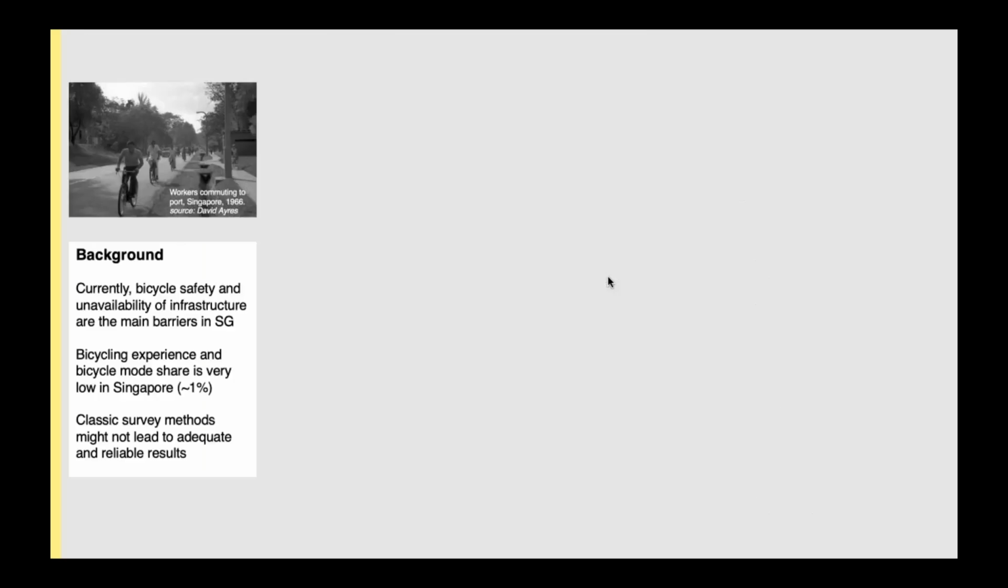Looking into Singapore, this is a photo taken in 1966, which shows how workers used to commute to the port in Singapore by bicycle. However, things have changed since that time. Bicycling experience and bicycle mode share are very low at the moment in Singapore. It's about 1% only. Therefore, the classic survey methods might not lead to adequate and reliable results anymore.